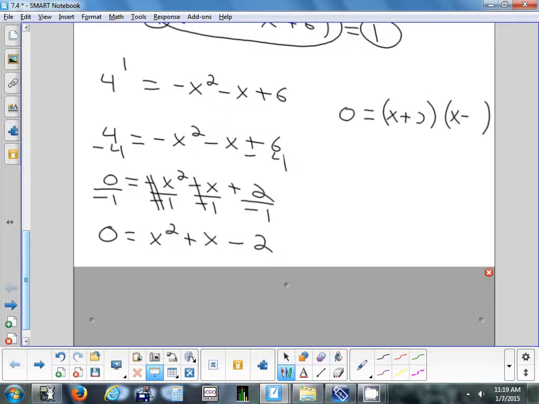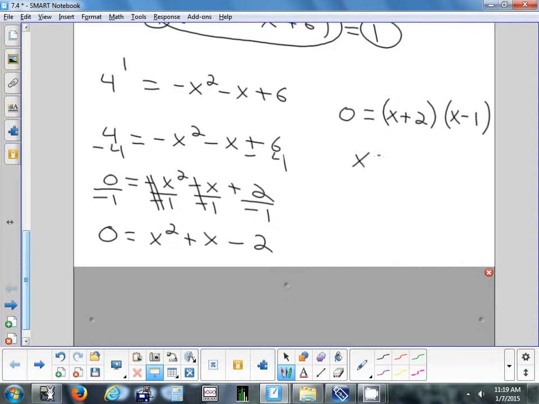2 and 1. Okay, let's try them in that order. If it doesn't work, we can always try switching it. We got x squared minus x plus 2. Minus x plus 2x is plus x. 2 times -1 is -2. Perfect. Okay, so we factored it.